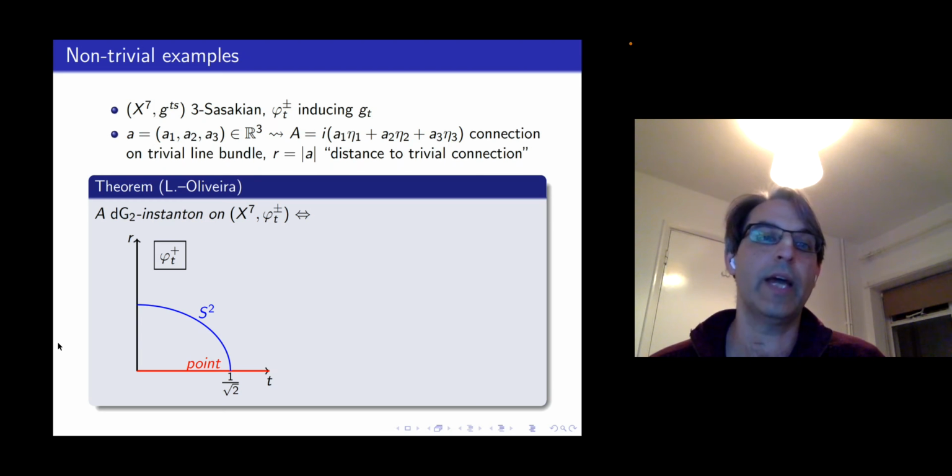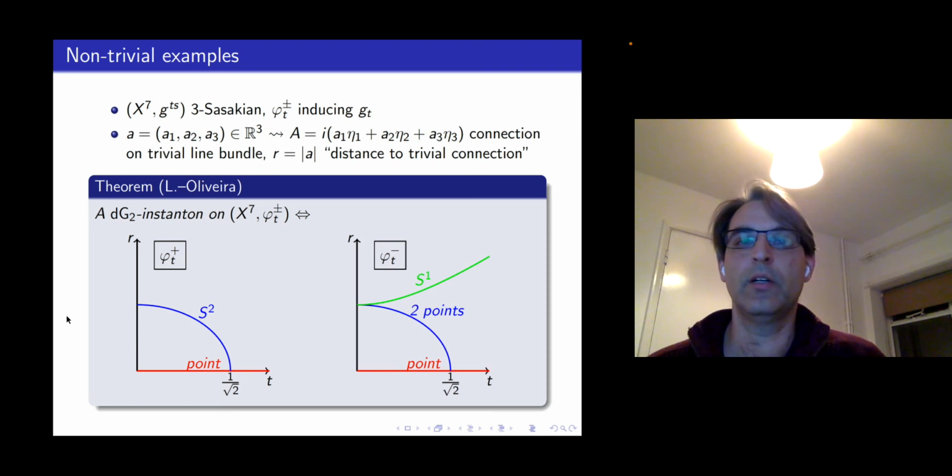So there we are. We have some new examples of DG2 instantons. So what about phi T minus? Well, in that case, the picture's slightly different. Now we again have the trivial connection, of course, which is just a point. We also have exactly the same curve here, but now rather than defining an S2, it defines just 2 points, so just 2 examples of DG2 instantons.